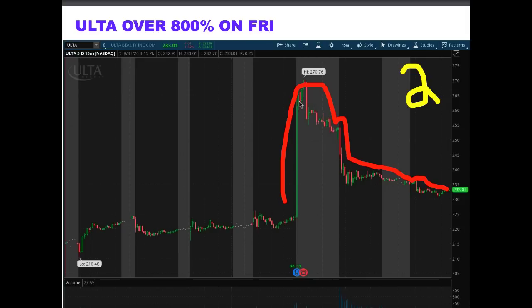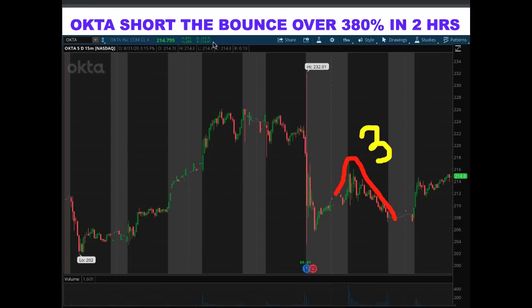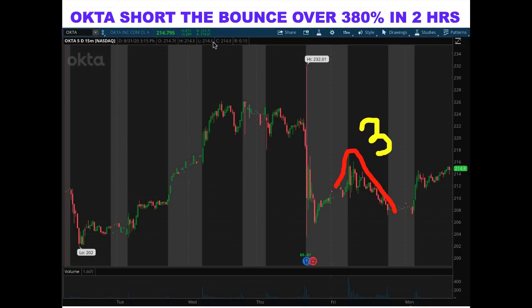Now the move to an Alta was a much bigger size move because it was a move to formation, and therefore your returns were much greater. On stuff like Okta, it was a move 3. In a move 3, your returns will be smaller, but they're highly profitable moves, especially if you short the second bounce, not the first bounce, the second bounce in a move 3. If you target your entry there, that's what's going to get you paid.